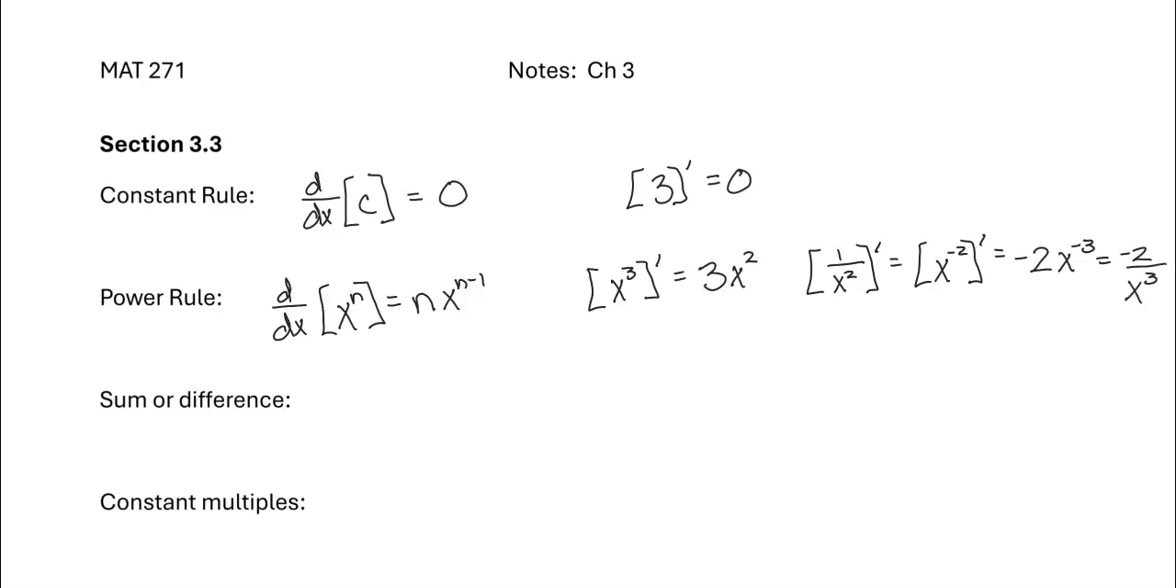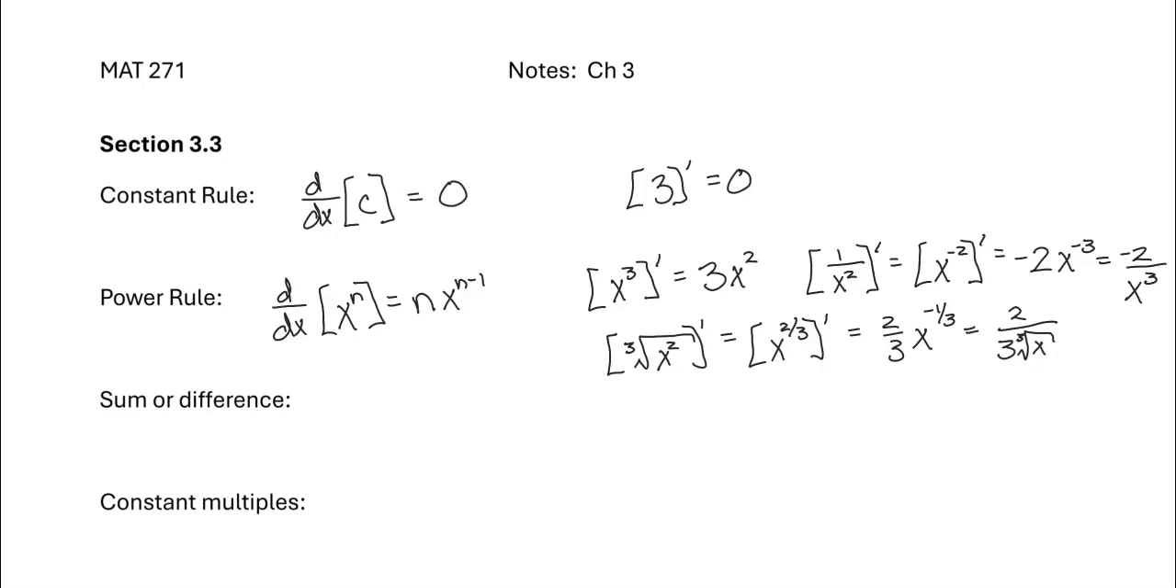We could even use it for radicals. Suppose we want to take the derivative of the cube root of x squared. We can rewrite that as x to the 2/3. And then we're going to bring the exponent down, and then we're going to subtract 1 from the exponent. 2/3 minus 1 is a negative 1/3. And we could leave it like that, or we could rewrite this as 2 over 3 times the cube root of x.